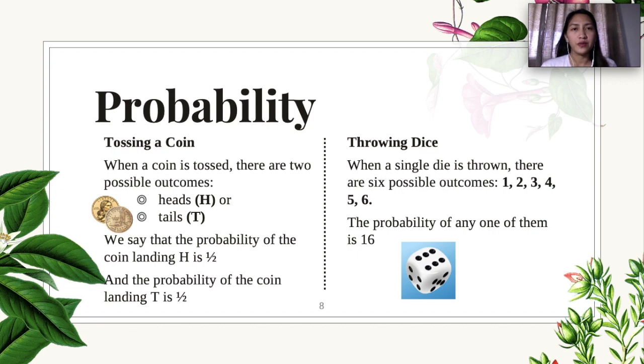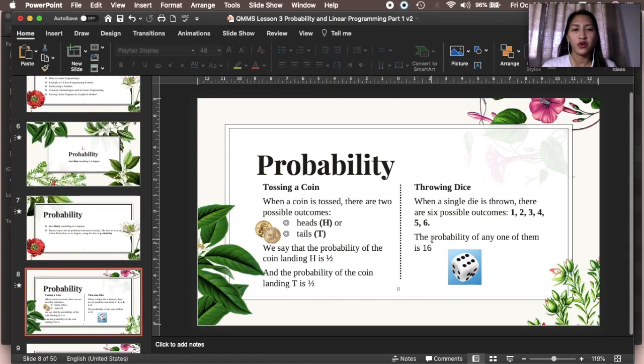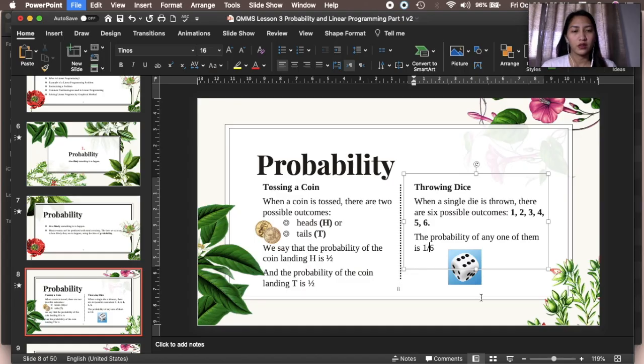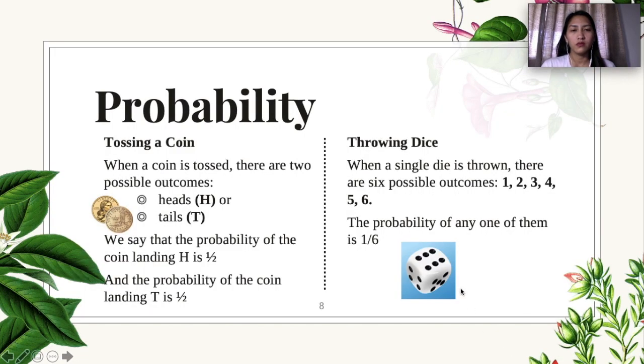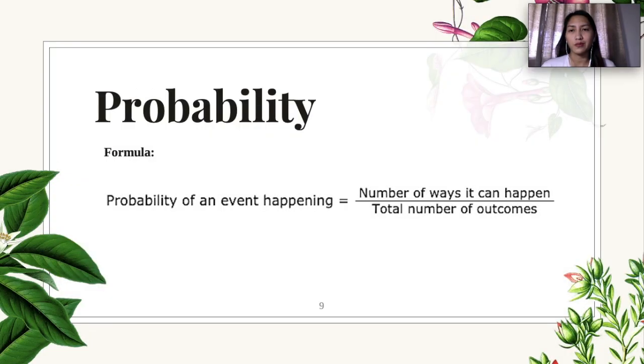The second example would be throwing dice. When a single die is thrown, there are 6 possible outcomes: 1, 2, 3, 4, 5, and 6, as you can see in our image here, and the probability of any of them is 1/6. So the probability of any one of them is 1/6.